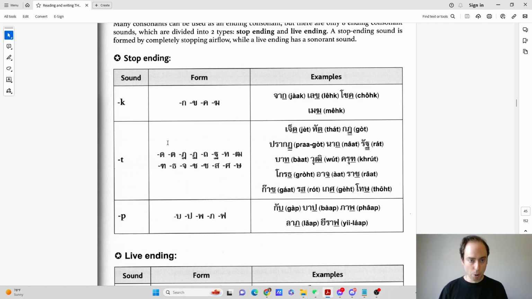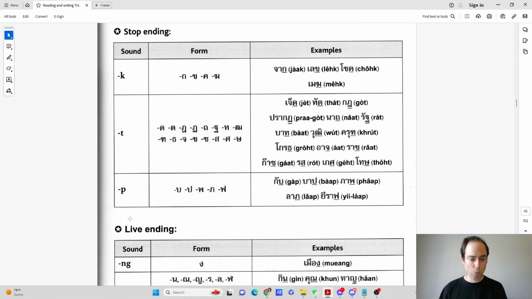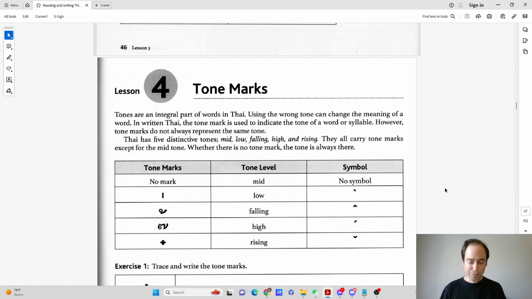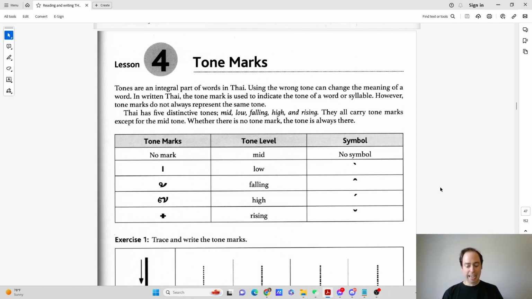So you need to know which ending you're using, whether it's a stop ending or a live ending, in order to determine which tone mark you use with the word. I'm going to explain that more carefully in just a moment. So when I saw these tone marks, I thought, wow, this is amazing. They have an alphabet with these tone marks that they add to tell you which tone the word is.